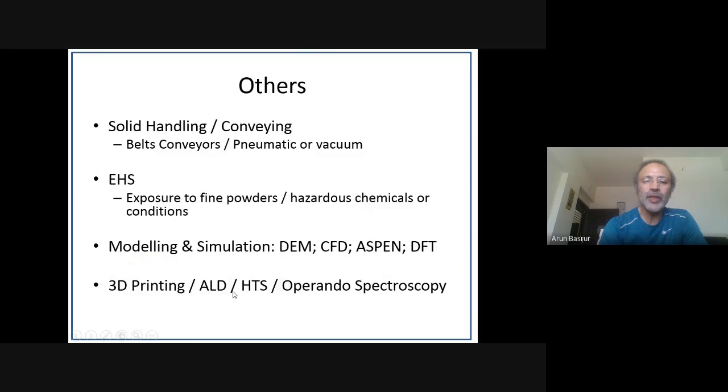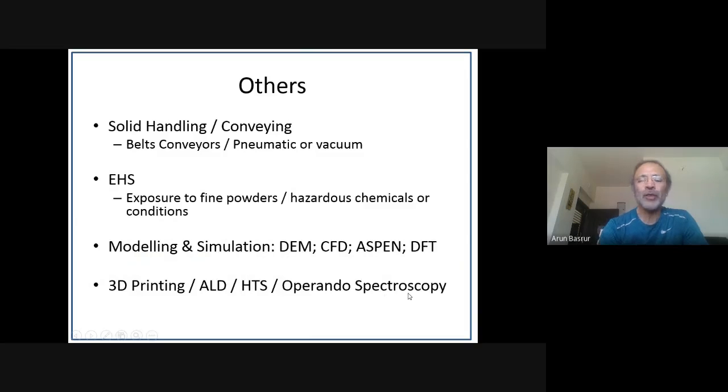Then you have high throughput screening, in which you have parallel reactors, very small reactors, which come in sets of either 8 or 16. So one can study at least a minimum of 8 to 16 catalysts simultaneously with the same feedstock under the same conditions. So that speeds up testing of the catalyst.